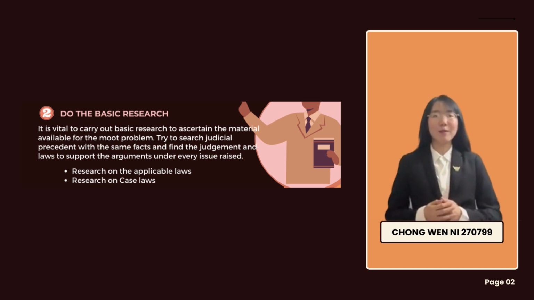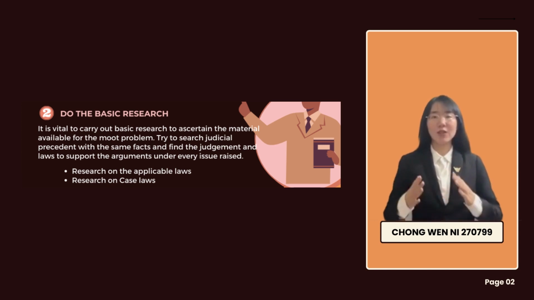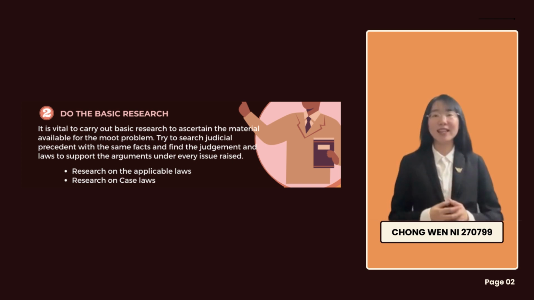Step 2. Do the basic research. Before framing the allegations and contention, it is vital to carry out basic research to ascertain the material available for the moot problem. Try to search judicial precedent with the same facts and find the judgment and laws to support the arguments under every issue raised. Ascertain the keywords to determine the points of research, to frame skeletal contentions or issues to be tried.